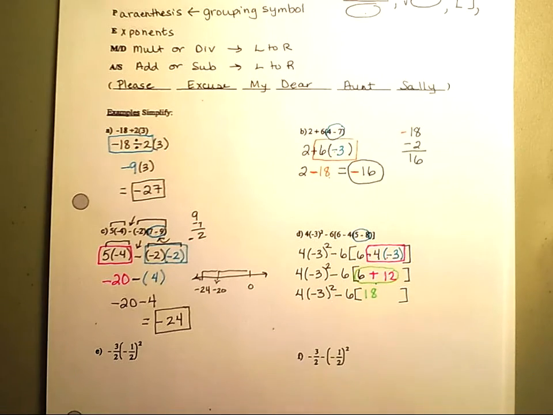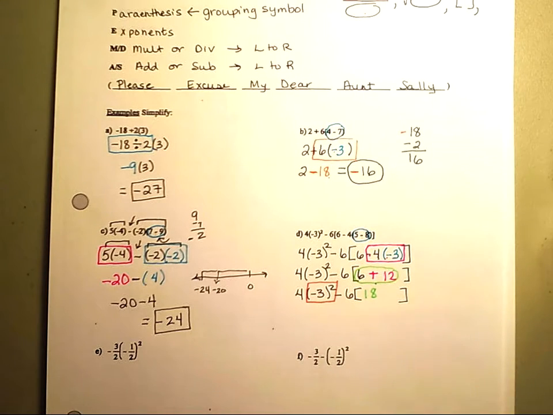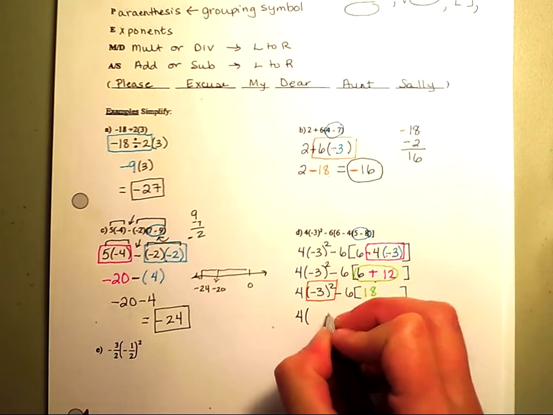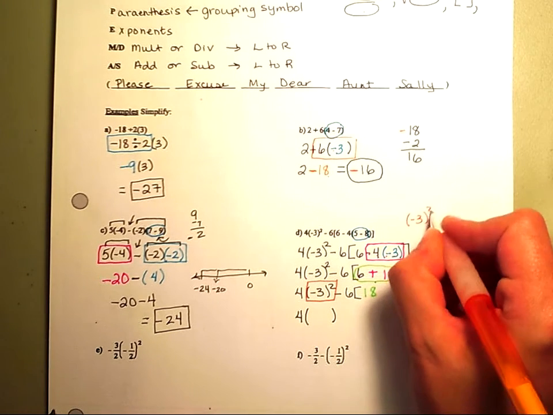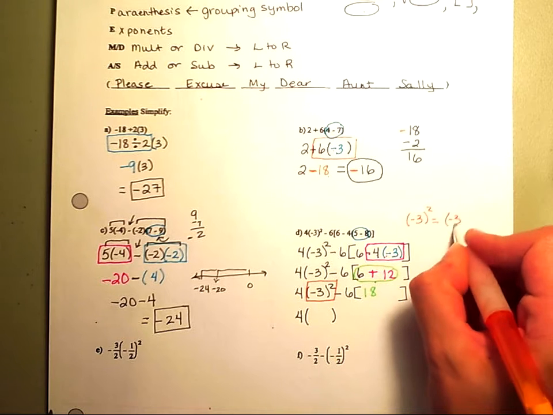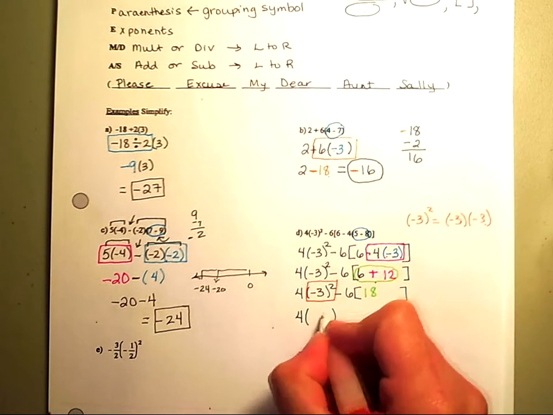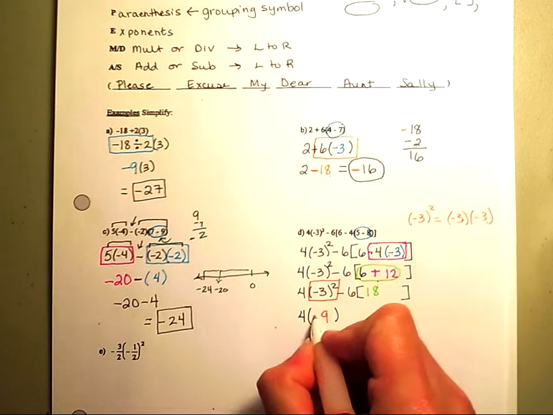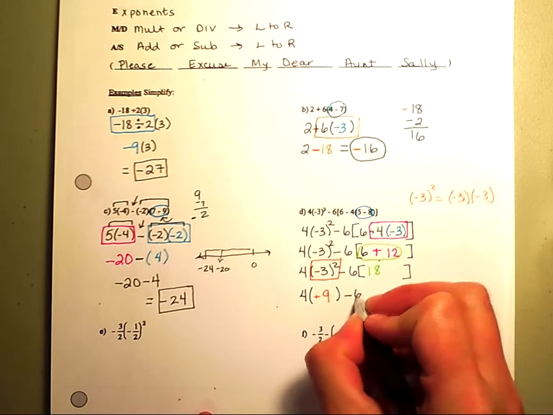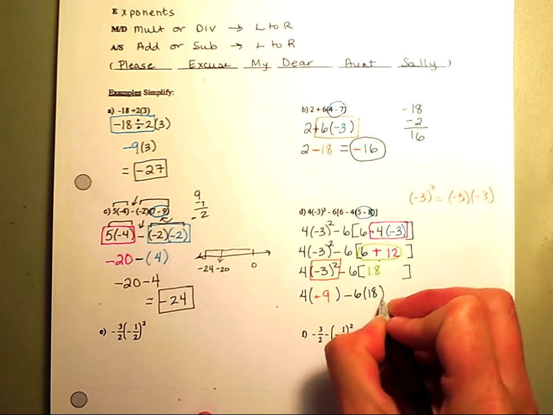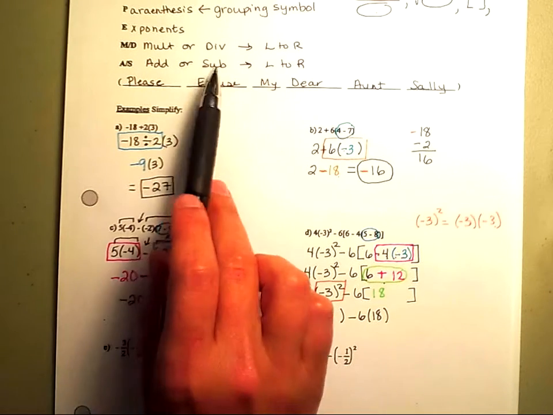So for that, the next thing we'll change is this negative 3 squared. The 4 still stays multiplied by it. Now remember that negative 3 squared means take negative 3 and multiply it by negative 3. 3 times 3 is 9, and a negative times a negative becomes positive. Minus 6 times 18, just copying. Now we can do the multiplication or division left to right.